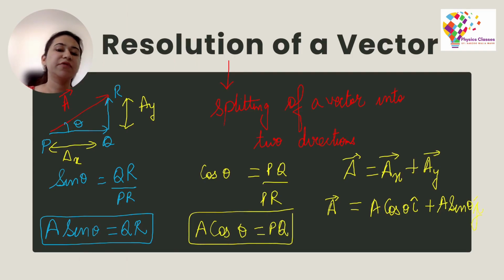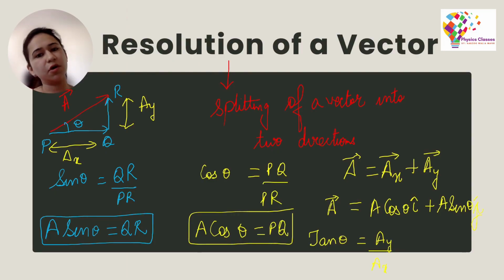Now further over here, if you even want to find out the tan theta, like the angle, if you want to relate, then tan theta here can be written as AY by AX. Right, so it is the vertical component by the horizontal component. That's how you resolve two vectors. That is what is called as the resolution of two vectors.